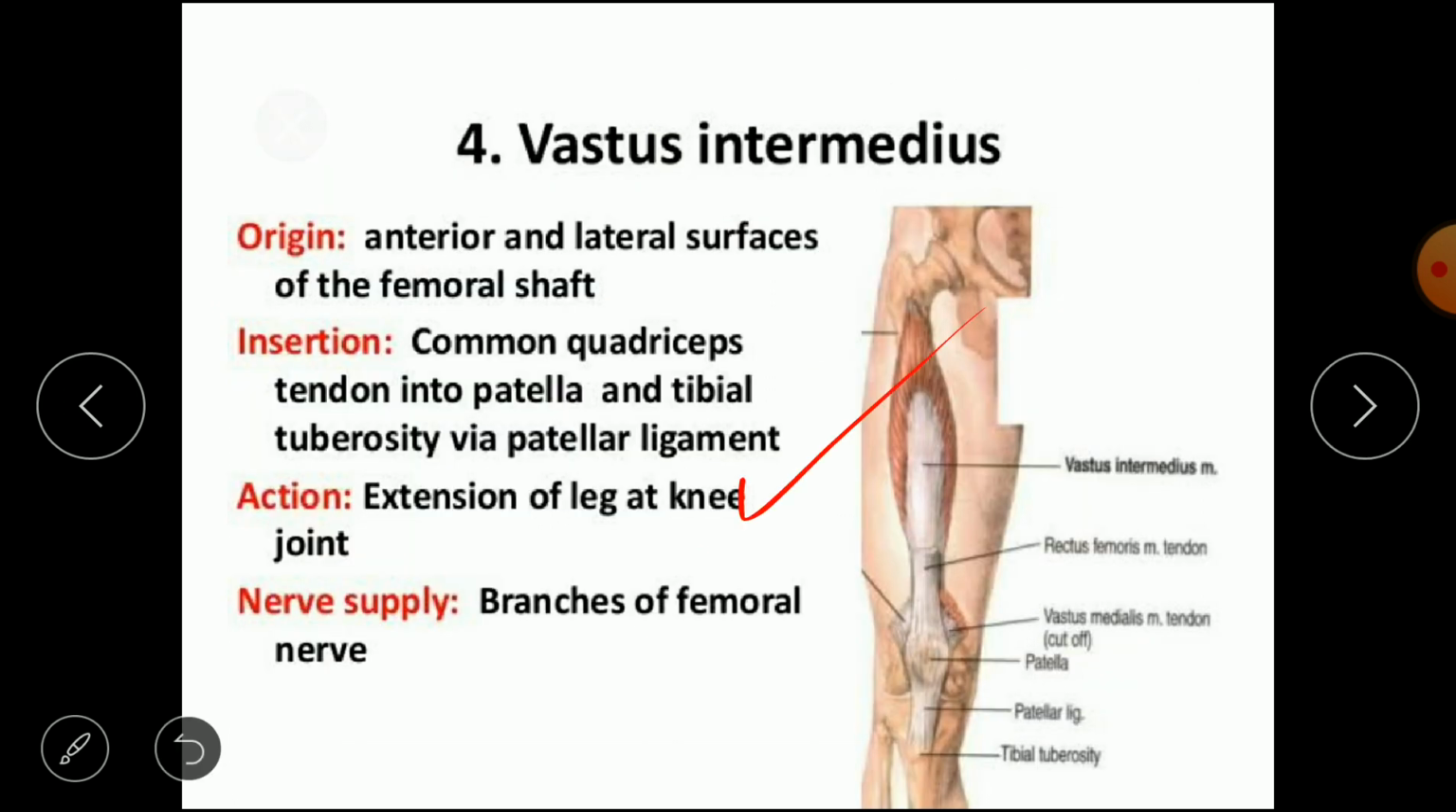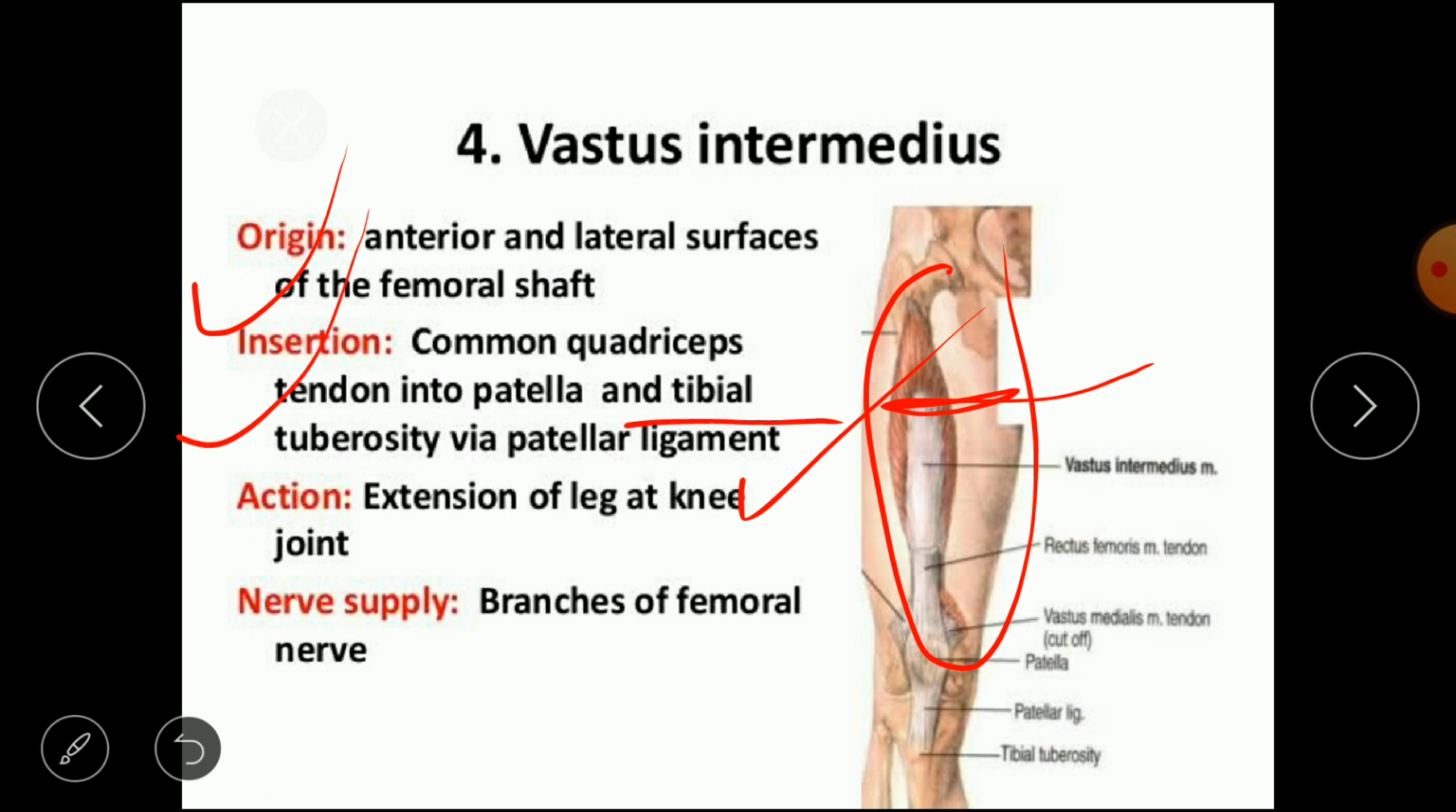And the last muscle is vastus intermedius, which is present between the medialis and lateralis. It originates from the anterior and lateral surface of the femoral shaft. This whole thing is the femur bone and this is the femoral shaft, so the origin is from here, and it inserts at the tibial tuberosity, via the common quadriceps tendon into the patella and tibial tuberosity via the patellar ligament. The action is extension of the leg at the knee joint, and the nerve supply is the femoral nerve.